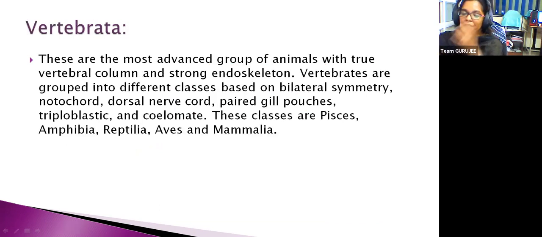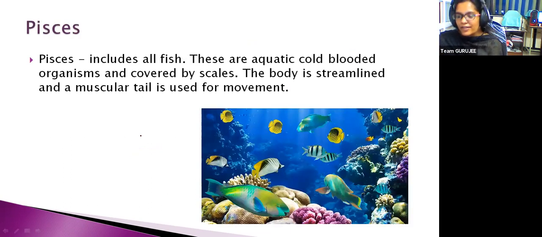Next group will be the vertebrata. Vertebrata means it has a perfect vertebral column. In that we have many groups. We'll see each one by one. First is Pisces, that is fish. They are mostly aquatic. Definitely they are aquatic, no doubt in it. Aquatic cold-blooded organisms. There are warm-blooded and cold-blooded animals, named based on their living temperature. Because fishes always live in water, they are called cold-blooded organisms.